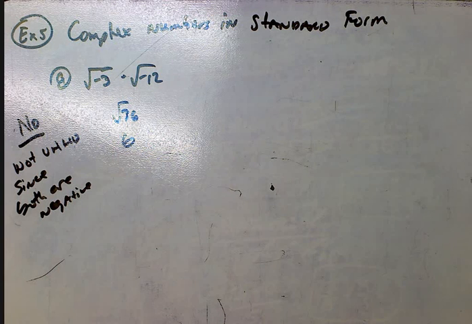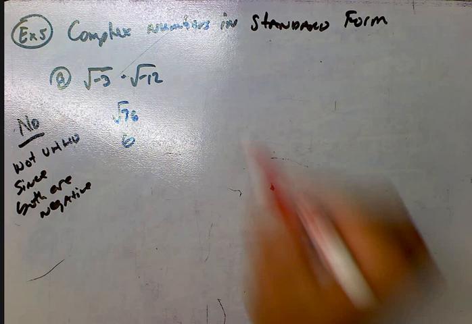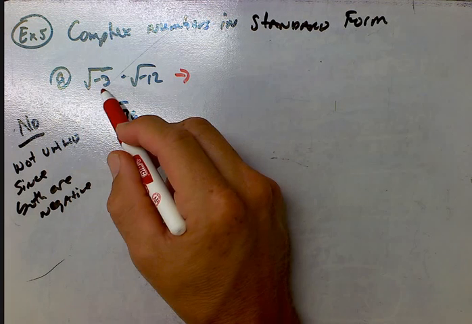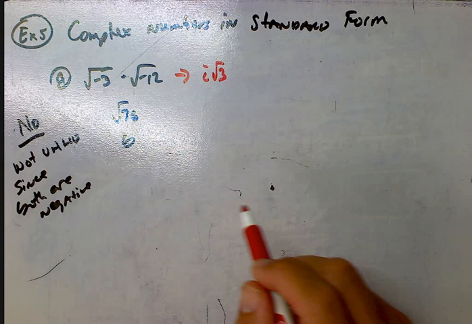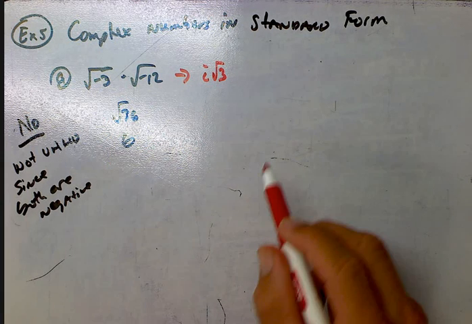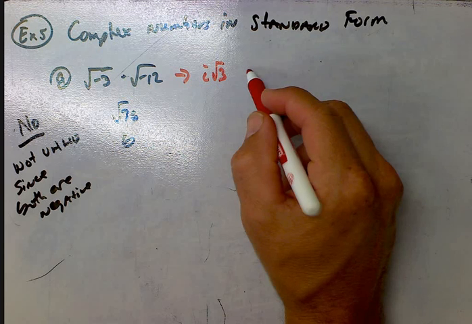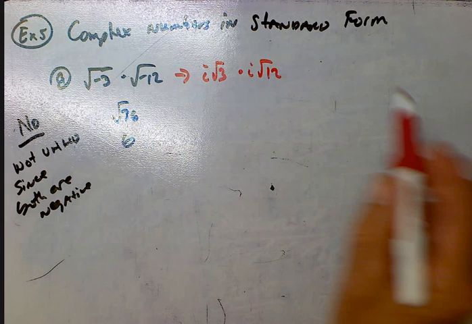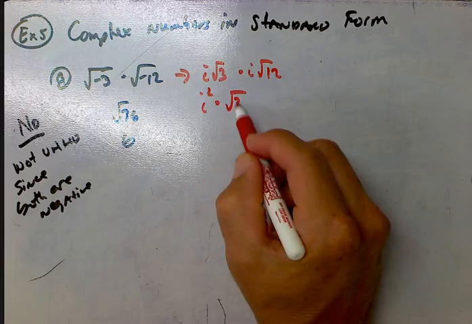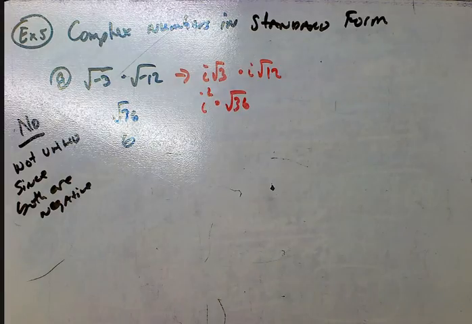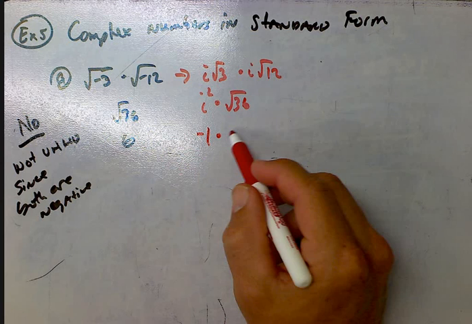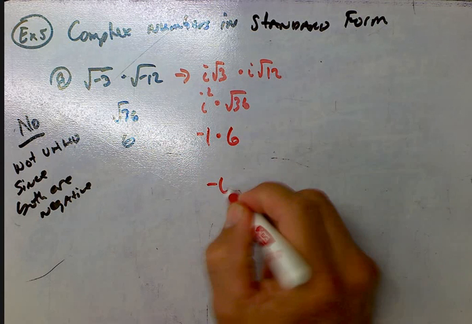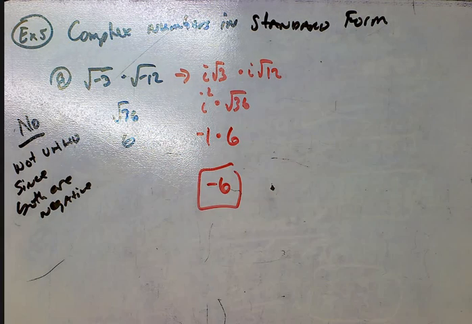Here, we'll put it in red so it stands out a little bit. What you should do is say that square root of -3 is I square root of 3. And then square root of -12 is I square root of 12. And so this becomes I squared times the square root of 36 when I multiply. I squared is -1, square root of 36 is 6, and so the answer is -6, and that is the proper way to do that one.